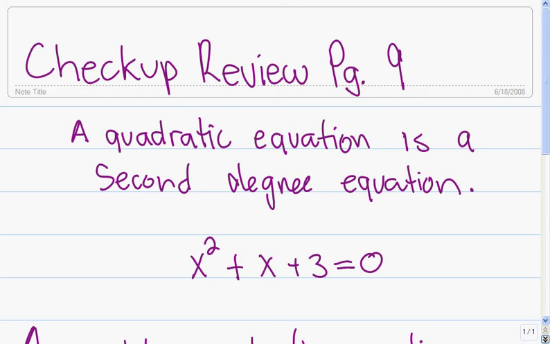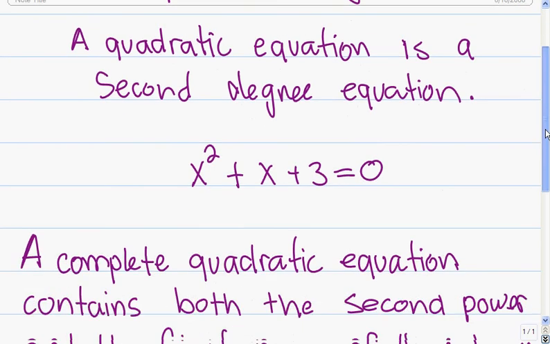Finally, the last few things you need to know before you do the checkup is that a quadratic equation is a second degree equation. A quadratic equation being a second degree equation means that one of its variables has an exponent to the second power. That's why it's second degree, because one of its variables has an exponent to the second power. So a quadratic equation is a second degree equation.